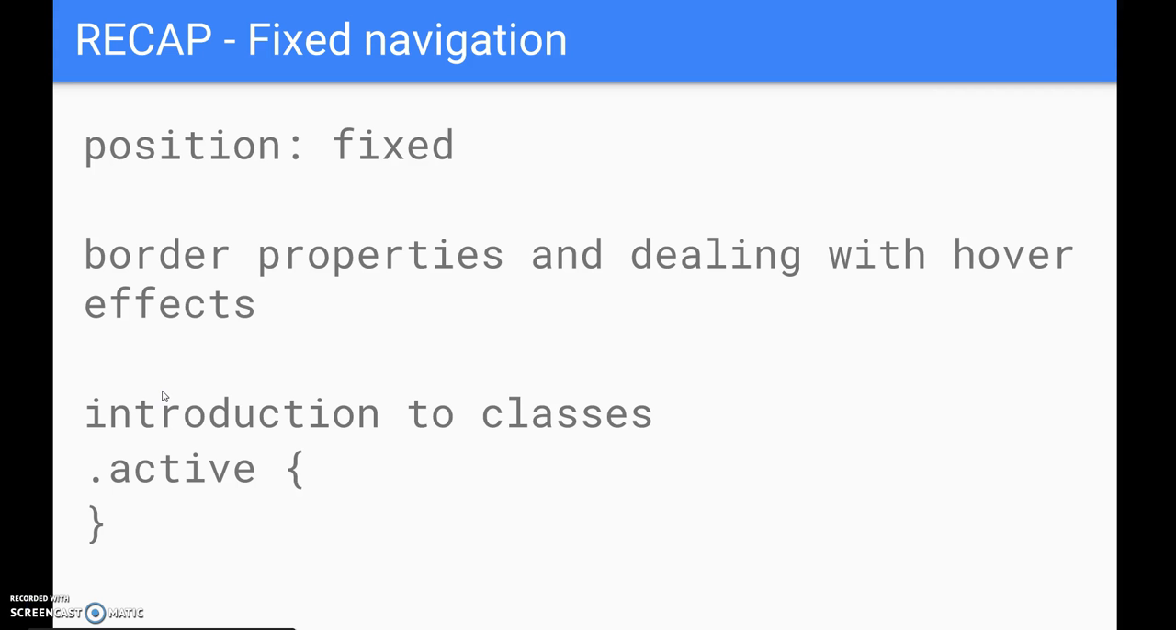A lot to take in, and we've covered a lot of important content. How to fix the position of an element to the top of a page. We've looked at how we can change the border properties so that we can avoid some pretty ugly effects if we happen to have a border appearing when we hover over something, so we need to solve that by putting in an invisible border to start with. We've also looked briefly at the difference between RGB, RGBA, and the hex codes and different ways of representing colors. And finally we had a very quick introduction to classes.